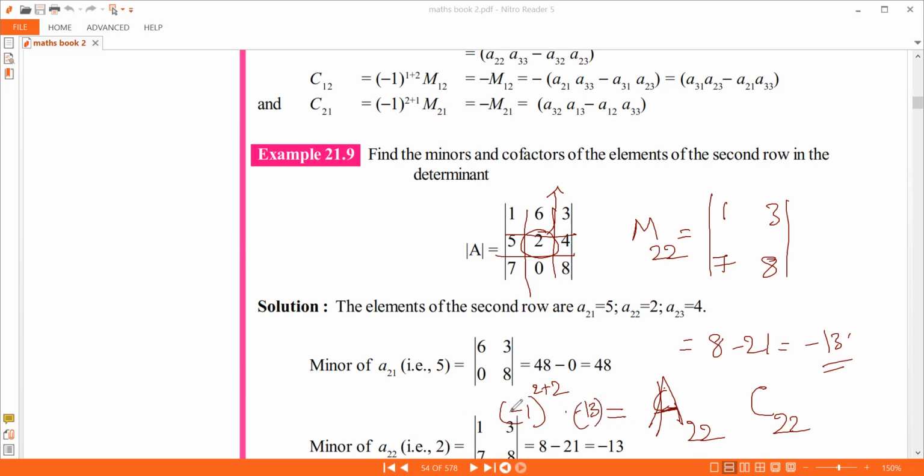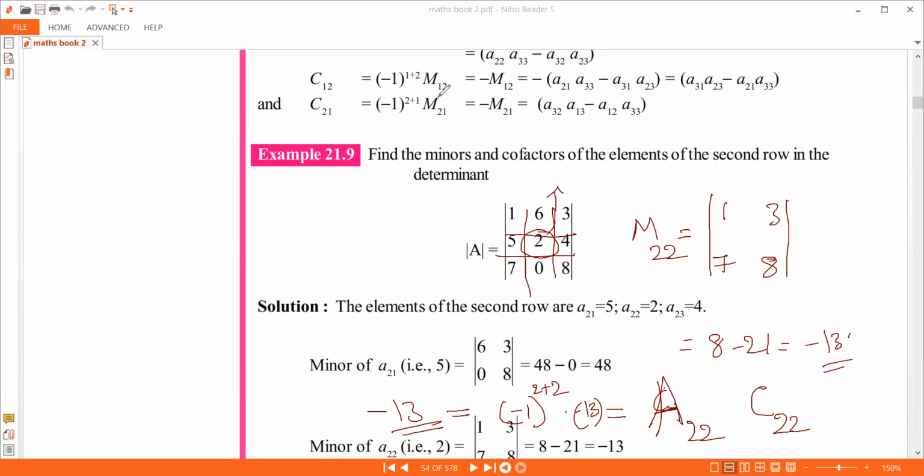-1 whole power 4, right? -1 to the power 2 plus 2, into -13. -13, right? -1 whole power 4. Yeah, that is 1. So the answer is 1 into 13, -13. Clear? So this is how you solve the cofactor.